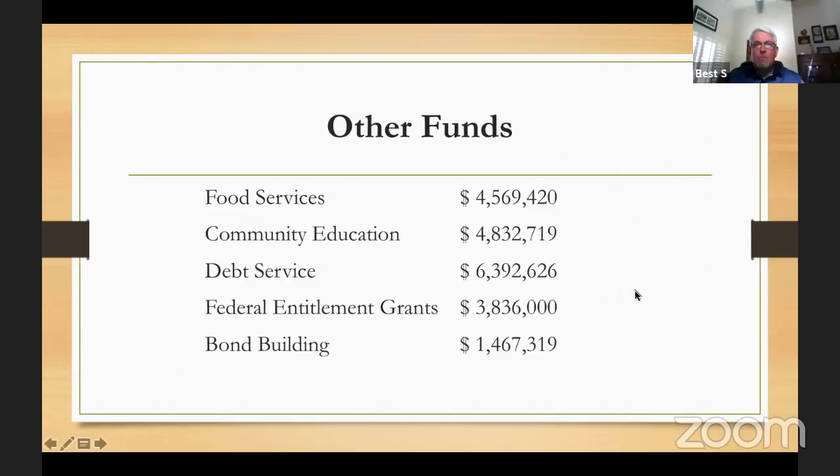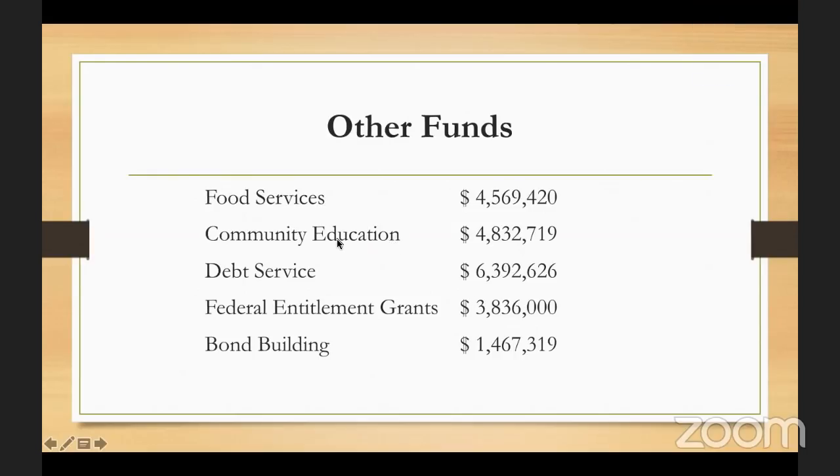Debt service, about $6.4 million. This is to pay back our investors that purchased our bonds. After the voters authorize us to sell bonds, we sell them to the investors, and then we start making interest and principal payments to them, just as we would on a mortgage. We pay them twice a year.